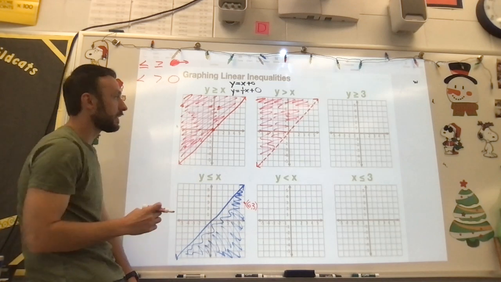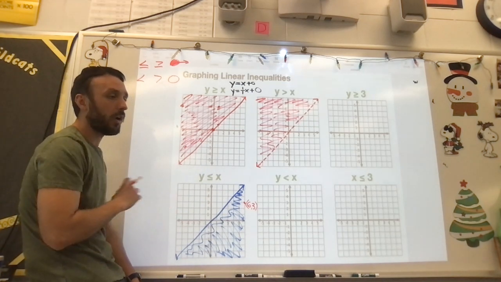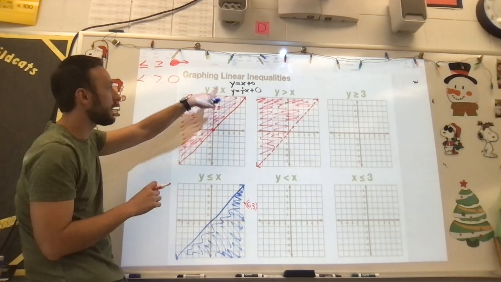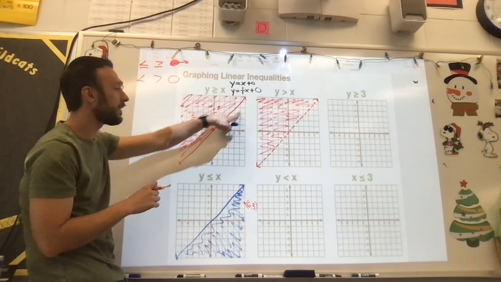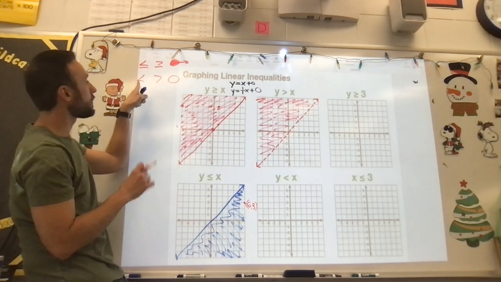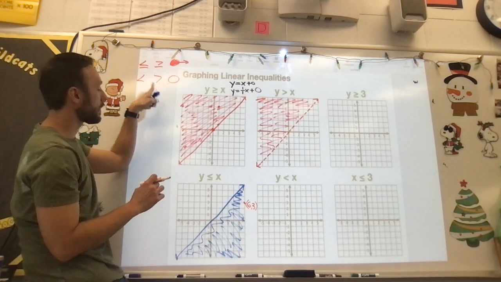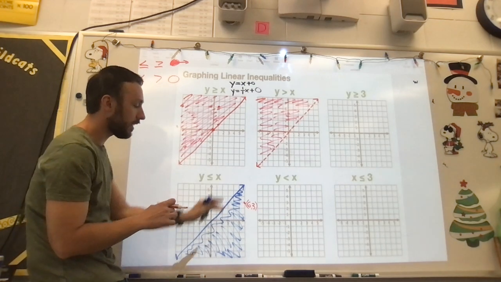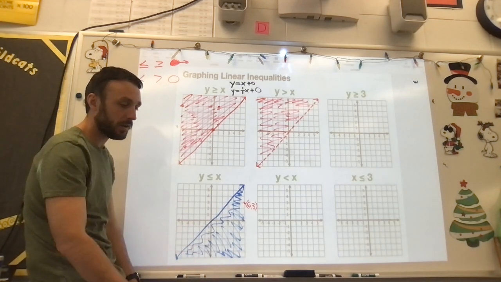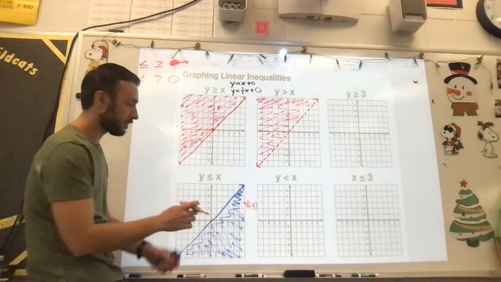So the big difference here is when you have slope-intercept form, the only x's and y's that can make this true lie on the actual line. But when we substitute the equal sign for a less than or greater than sign, that means everything on that line possibly and everything below it or above it could also be true.